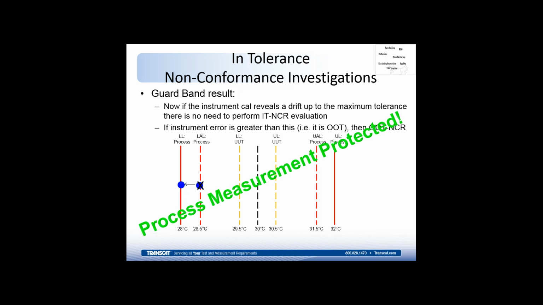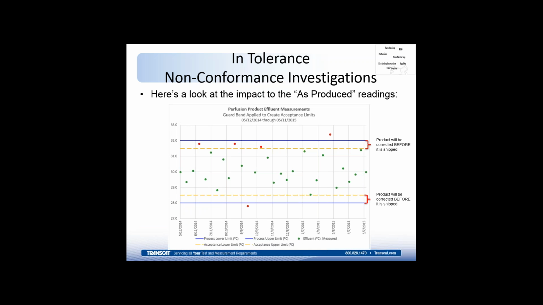And now, in that situation, if the instrument is out of tolerance beyond its limits, then a normal out of tolerance nonconformance review would be performed. So here's a look at the impact of the as-produced readings if you were to guard band. These readings in the guard band region would not be allowed to be released for the product measurements. Instead, those would be flagged as needing to be adjusted within the acceptance limits.